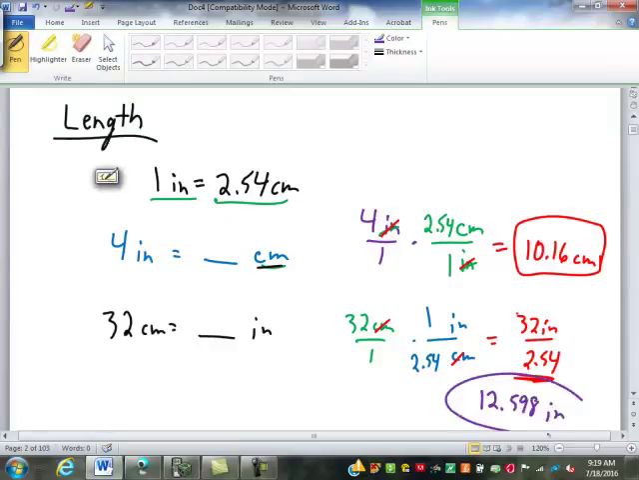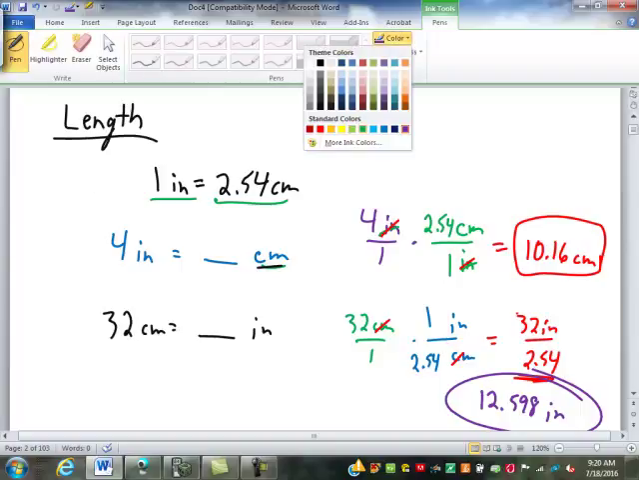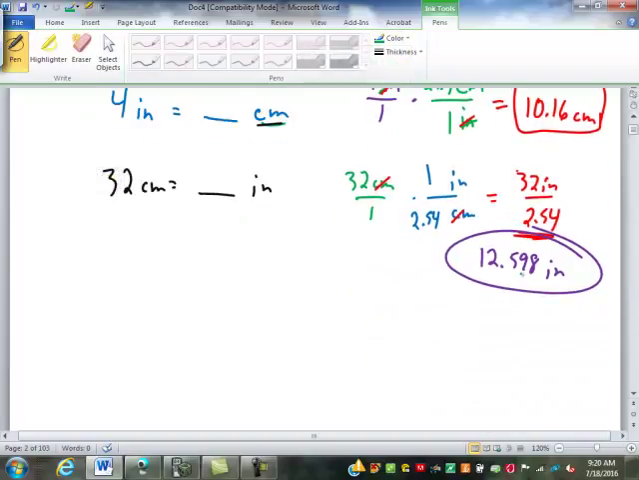inches. Depending on how it asks to have that rounded, if they want to go to the nearest hundredth of an inch, how would I round that? Because this is the hundredth, that's saying round up, but I'm at a 9, so it has to be 12.60. Very good.